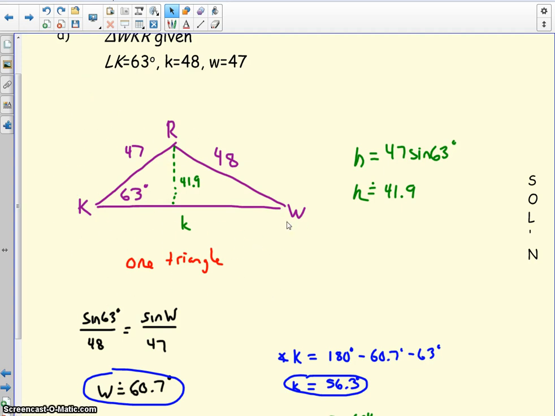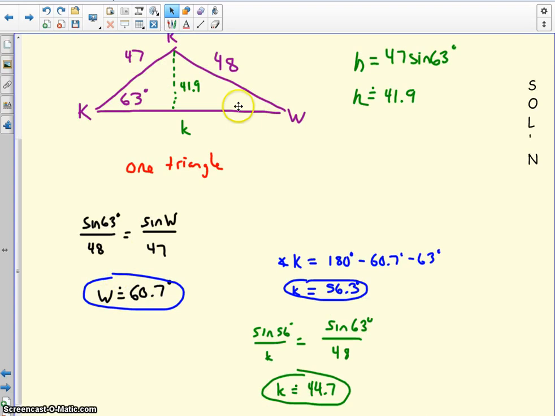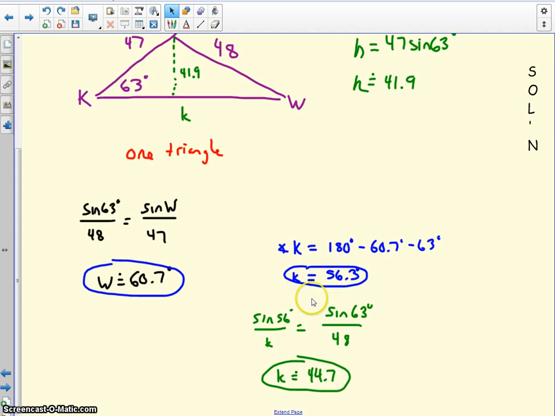Once we find out it's only one triangle, then we're happy actually, because it becomes just like a grade 10 problem. So we can first solve the only thing we can, which is angle W, the one across from the side of 47. So I use sine law for that. Sum of the angles in a triangle to get my third angle, and then sine law finally again to find my last side. So that's it, that's all.